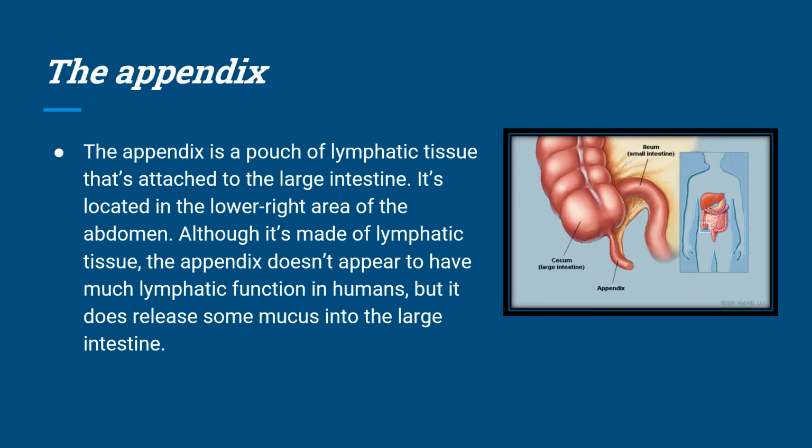The appendix is a pouch of lymphatic tissue that's attached to the large intestine. It's located in the lower right area of the abdomen. Although it's made of lymphatic tissue, the appendix doesn't appear to have much lymphatic function in humans, but it does release some mucus into the large intestine.